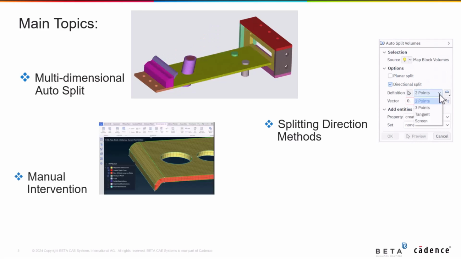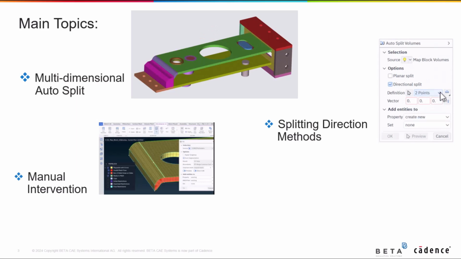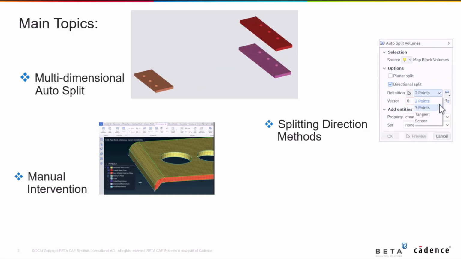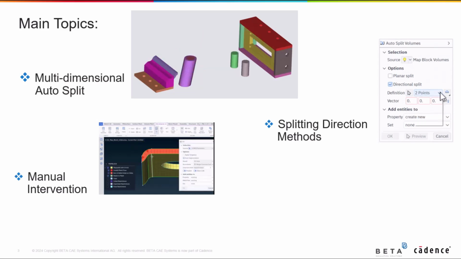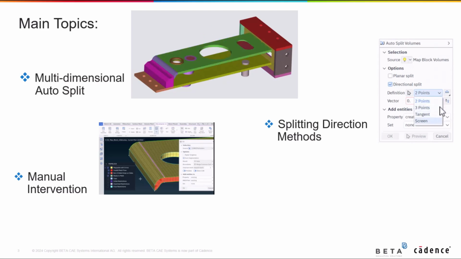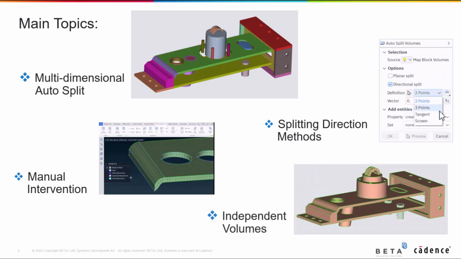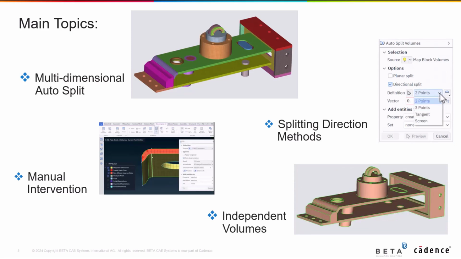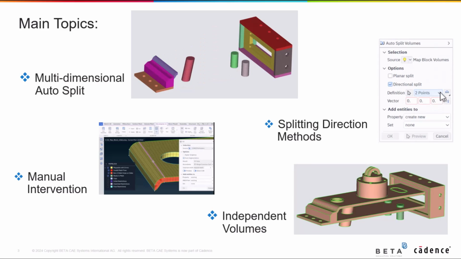We'll also highlight the importance of manual intervention, when necessary, to assist the Map Block tool in achieving proper mapping of the volumes, especially in challenging areas. And finally, we will see how independent volumes of different connectivity groups behave when they are within the same model.